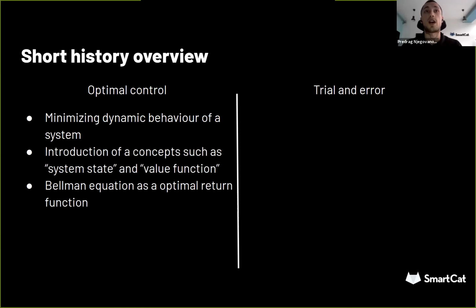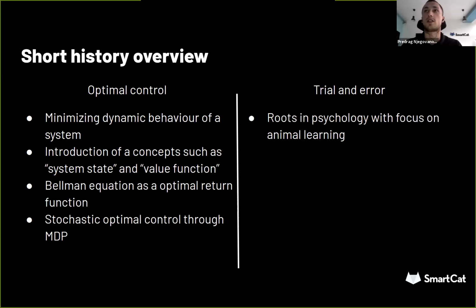The optimal value function is a Bellman equation, which is represented as an optimal return function. He also introduced the concept of a reward. And if you want to mathematically describe this kind of system, we use MDP, which stands for Markov decision process. Trial and error on the other side, as I said, has roots in psychology with a focus on animal learning. Basically, we have two concepts: selectivity and associativity. So we want to select an action to apply, and to select the best result out of it.